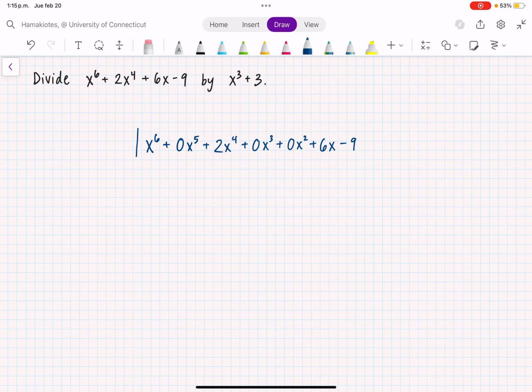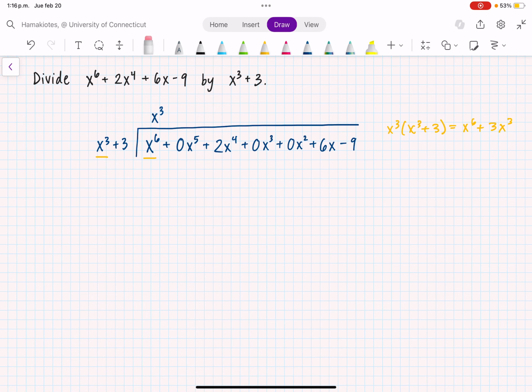And so now we're ready to begin our long division. We'll put our x cubed plus 3 on the outside. Okay, so how do we start? First, we want something that we can multiply x cubed by to get x to the 6th. So we can use x cubed. So x cubed times x cubed plus 3 gives us x to the 6th plus 3x cubed.